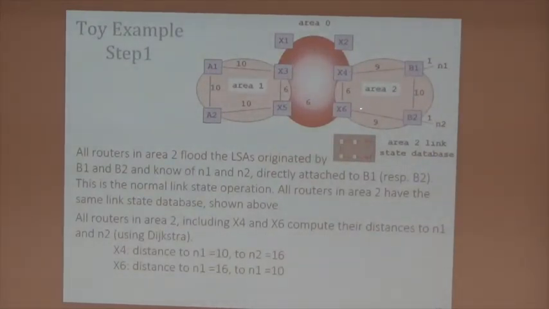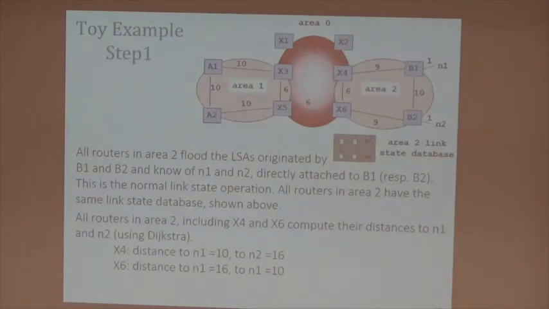So let's see an example. We start with area 2. All routers in area 2 do the normal link state job we've seen before. So they share their topology database, and the topology database is illustrated by this gray box here. This network map, which is the map of area 2, when things are stable, so except during transient periods of failure recovery, is the same between the 4 routers X4, B1, B2, X6.